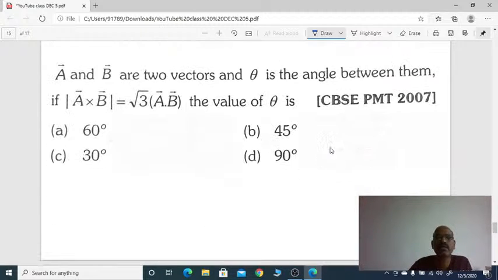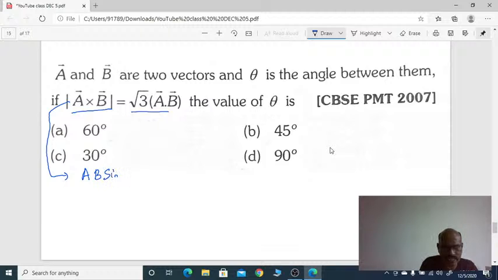Let us go for the next one. If A vector, B vector are two vectors, theta is the angle between them, then A cross B equal root 3 A dot B. Right? So what is this? You take it as it is. A cross B, what will you write for A cross B? We know that cross product A cross B equal to AB sin theta equal root 3, that side A dot B. A dot B is nothing but AB cos theta, right? That's it. So AB cancel it, bring this side cos down, sin theta by cos theta, tan theta, that's it.